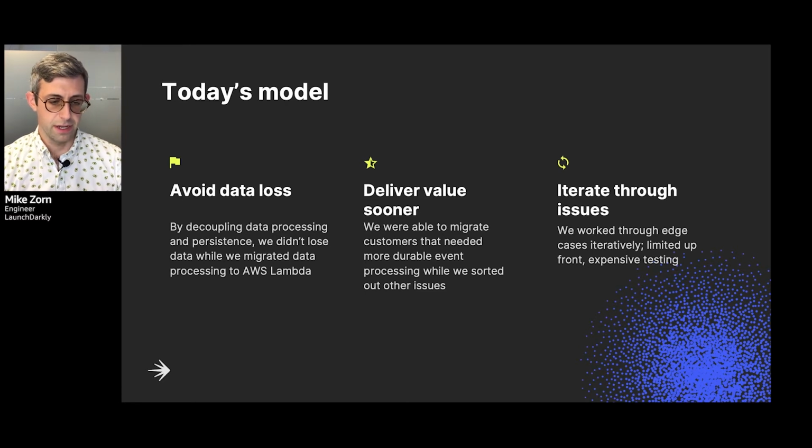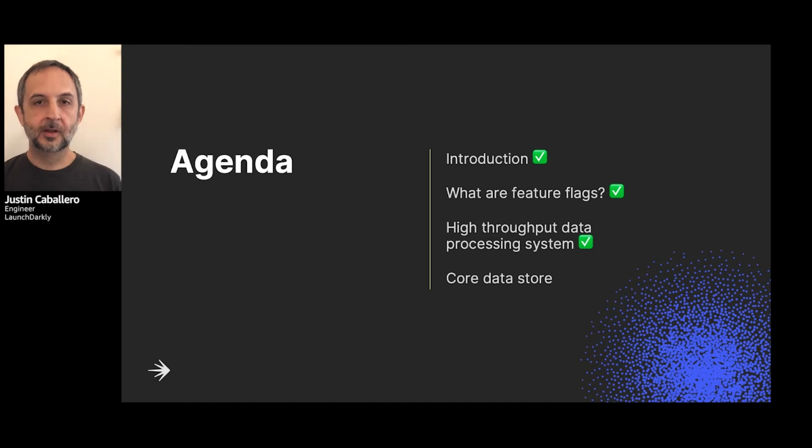So now I'm going to hand it off to my colleague, Justin, and he's going to tell you about how we migrated our core data store. Thanks, Mike. So we just heard from Mike about how we used feature flagging to safely transition some of our infrastructure to a new Lambda and Kinesis-based pipeline. I'd like to turn now to talk about another type of infrastructure migration that I think is pretty common. This has to do with migrating databases.